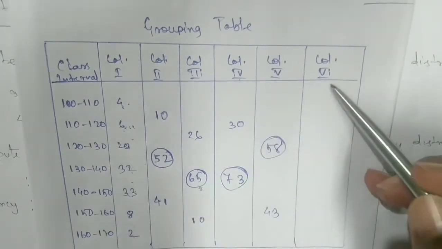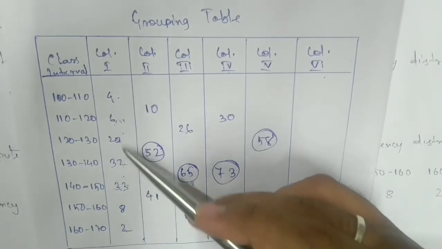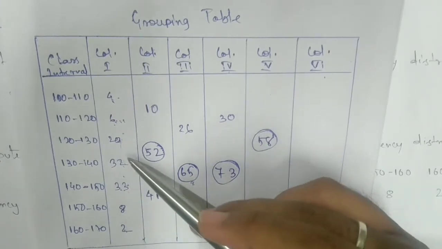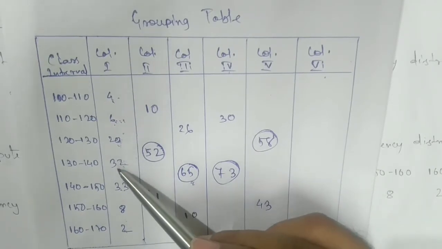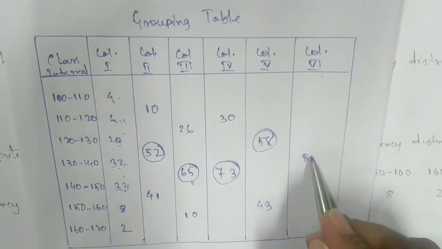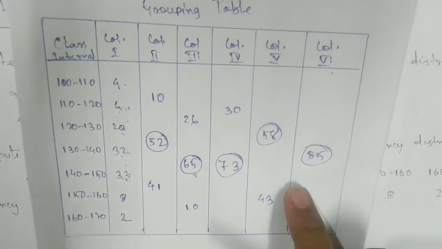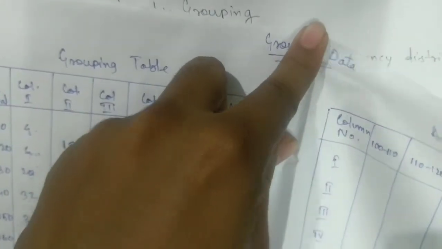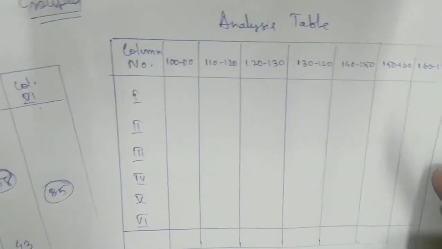Next, for the sixth column, leave first two, add 1, 2, 3 like that. You can add only this one because we are not getting any pair of 1, 2, 3 numbers here. So if we add it, how many will we get? 20, 30, 50, 80, 85 we will get, and this is only one. So we'll take this one. For this one, we need this table here. So we're going to make an analysis table using this part. So here we have the table.